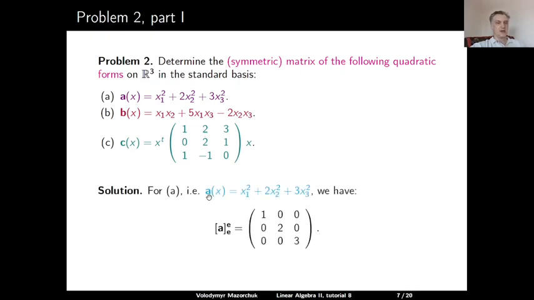Solution. For part A, we have the formula x1 squared plus 2x2 squared plus 3x3 squared. So we only have coefficients at squares. So we write these coefficients on the diagonal. So the position 1, 1 corresponds to the coefficient at x1 squared, which is 1. The position 2, 2 corresponds to the coefficient at x2 squared, which is 2. And the position 3, 3 corresponds to the coefficient at x3 squared, which is 3. And all other coefficients are 0. This is the matrix of the quadratic form A in the standard basis.